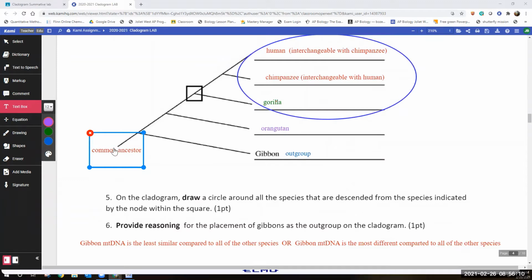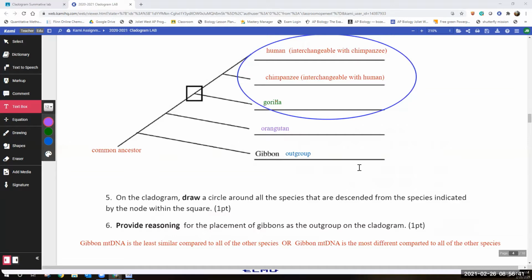So down here at the bottom, that's the common ancestor. And here's the first outgroup right here. That's going to be the gibbon. AP gave you the outgroup. Thanks a lot, AP. The outgroup's the easiest thing to determine, so thanks for nothing. That's sometimes frustrating because usually finding the outgroup is the easiest thing. But if they didn't give you the gibbon, that's how we determine what the outgroup is. It's the one with the most differences.